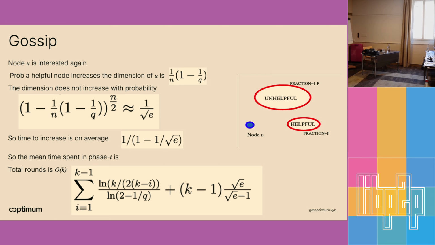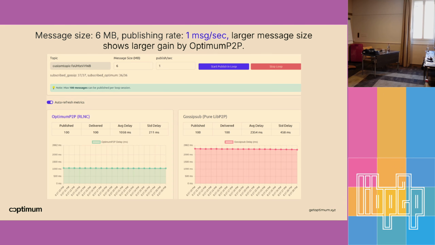All right. So, basically, this is why you get to this optimum. And what does this do for you? Well, here are some pictures from the testnet.